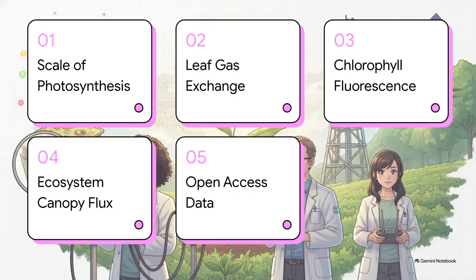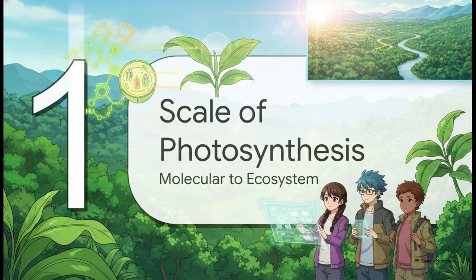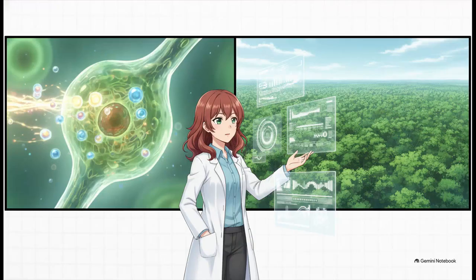We're going to be looking at 1. The scale of photosynthesis, 2. Leaf-level gas exchange, 3. Measuring chlorophyll fluorescence, 4. Scaling up to ecosystem flux, and finally, 5. Open access data repositories. Let's start with section 1, the scale of photosynthesis, from the molecular level all the way to the ecosystem. This is our spatial anchor right here.